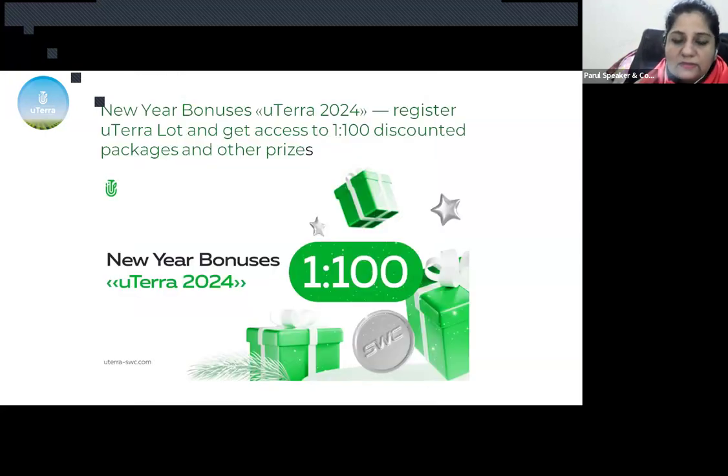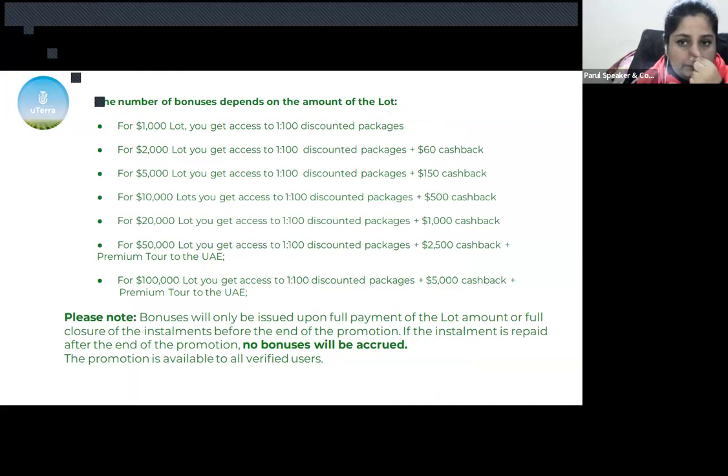And the New Year bonuses are also there. With uTerra 2024, you can register a uTerra lot and get access to 1:100 discounted packages, and other prizes are also there. The number of bonuses depends on the amount of the lot. For a $1,000 lot, you get access to 1:100 discounted packages. For $2,000, you get access to 1:100 discounted packages plus $60 cashback.